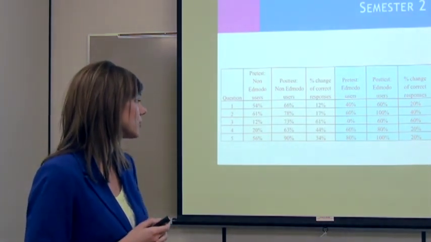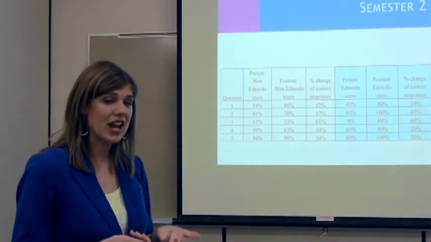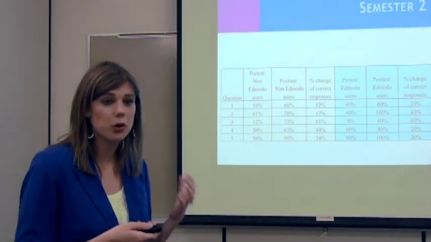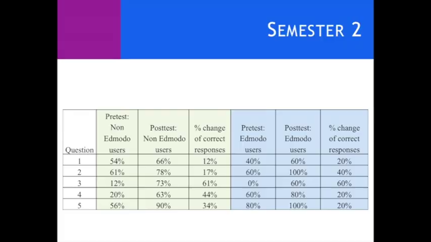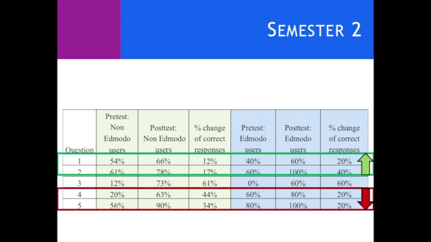Here's a graph again, showing some of the results that I had pertaining to the pre-test and post-test for Edmodo and non-Edmodo users. A little bit of some differences here. My Edmodo users did score higher on 2 of the questions in terms of the percentage change of correct responses. On 2 of the questions they did a little bit lower. There were no negative numbers this time, and question 3 was about equal for both my Edmodo and non-Edmodo users.